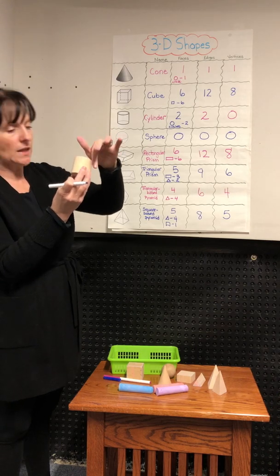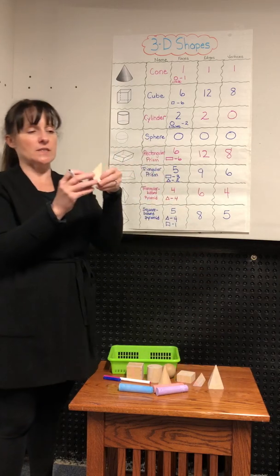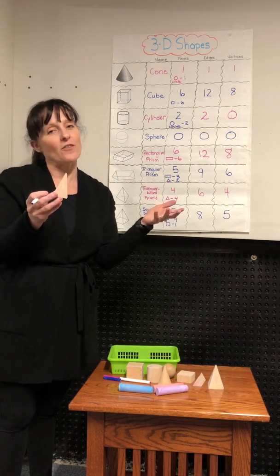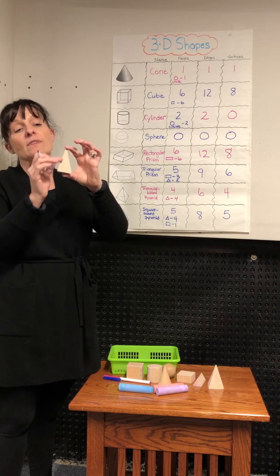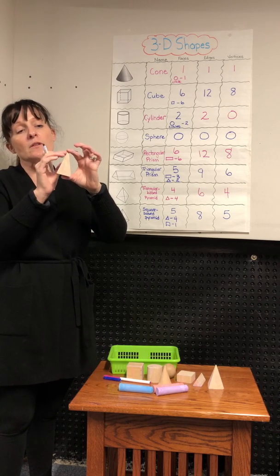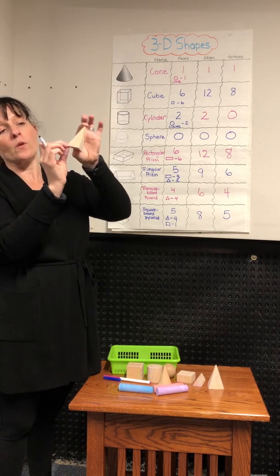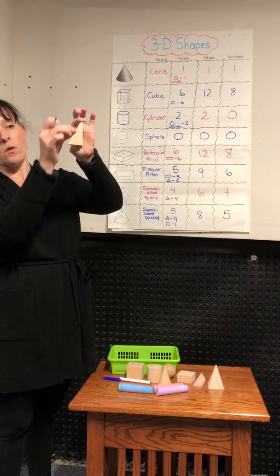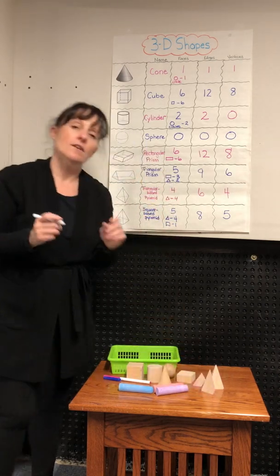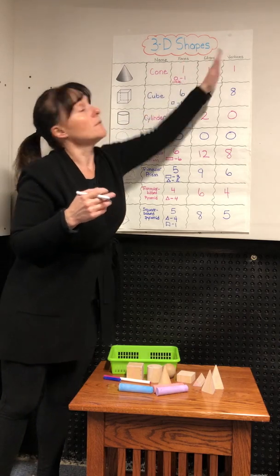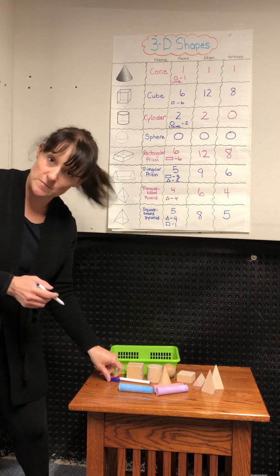And we can see that edge really clearly. And then we have our vertices. Vertices are really easy to call the pointy parts, but a vertex is where we can see edges coming together, or where the pointy parts are. So where edges are meeting. Those are the three big math vocabulary words that we're going to be needing when we describe three-dimensional shapes.